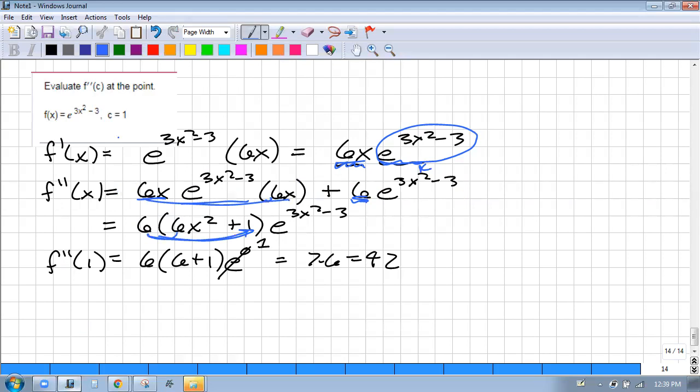And then we just replaced x with 1. They say find f double prime of c, and they could have just said find f double prime of 1. I don't know why they have to throw in a c and then an x. This is nonsense, right? So you just replace x with 1. So 3 times 1 squared is 3. 3 minus 3 is 0. E to the 0 is 1. 1 squared is 1, so it's just 6. You just get a 6 times a 7. Got it? All right.